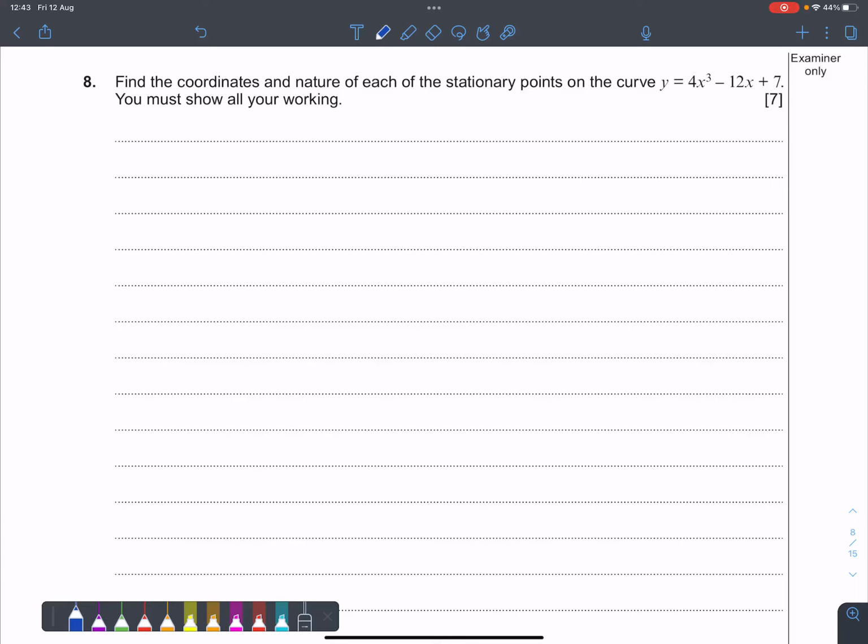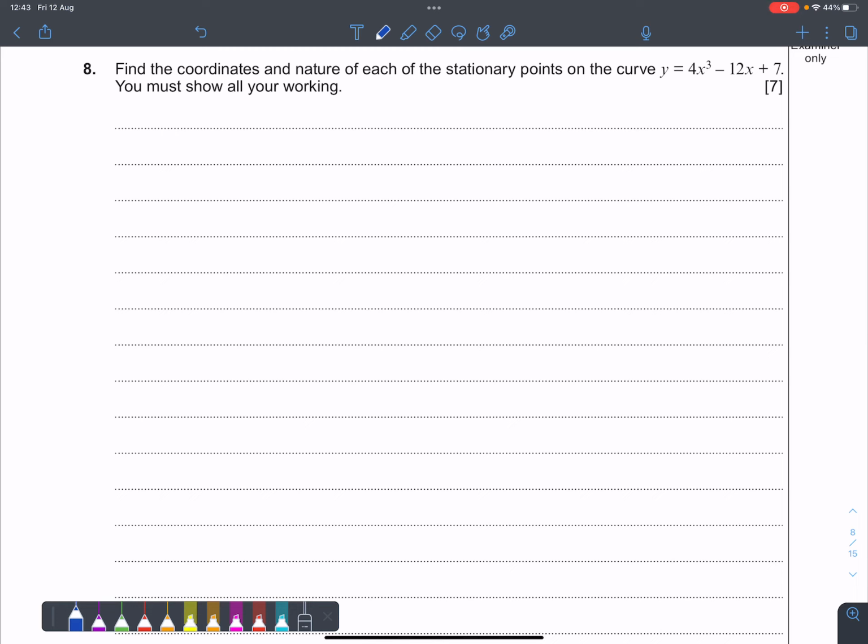Okay, in this video we're going to have a look at question 8 from the WJEC additional maths paper from June 2014. The question says, find the coordinates and nature of each of the stationary points on the curve y equals 4x cubed minus 12x plus 7, and you must show all your working.